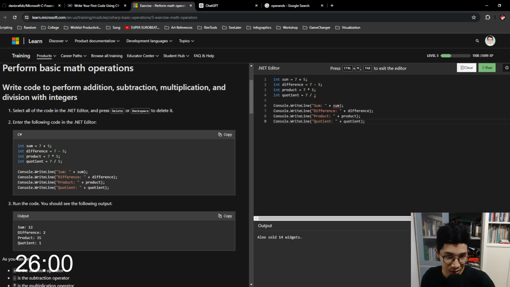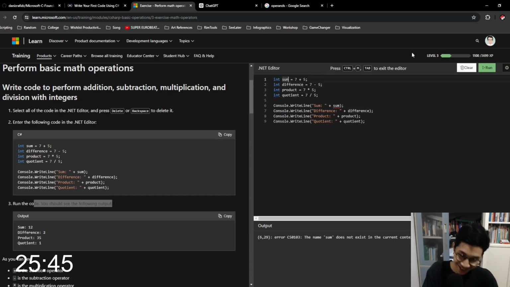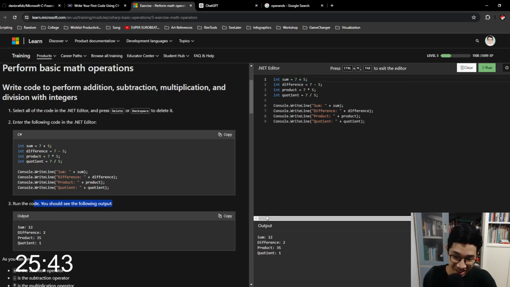Okay, let's run the code. Error, I think I forgot something here. Yes, 7 divided by 5. That's, I forgot. Sum. What is sum? Yes, sum 12, 2, 35, 1. 7 plus 5 equal 12. 7 minus 5 is 2. 7 multiplied by 5 is 35.